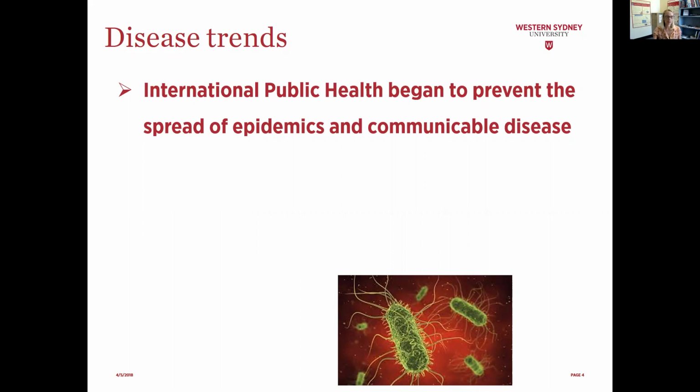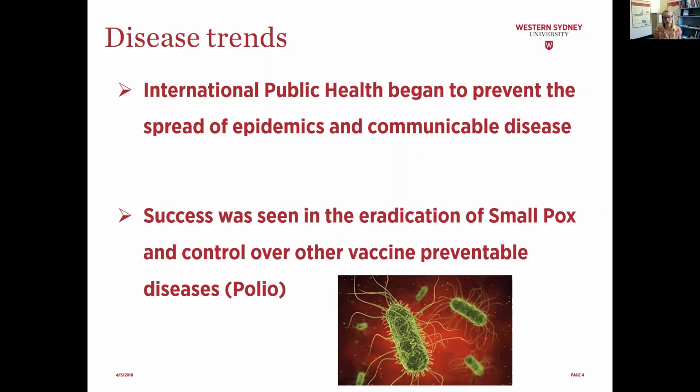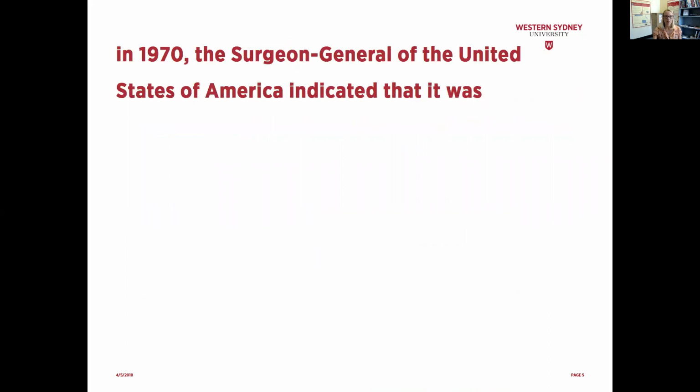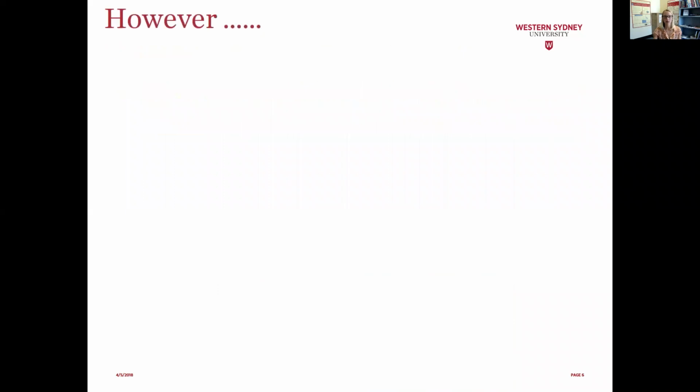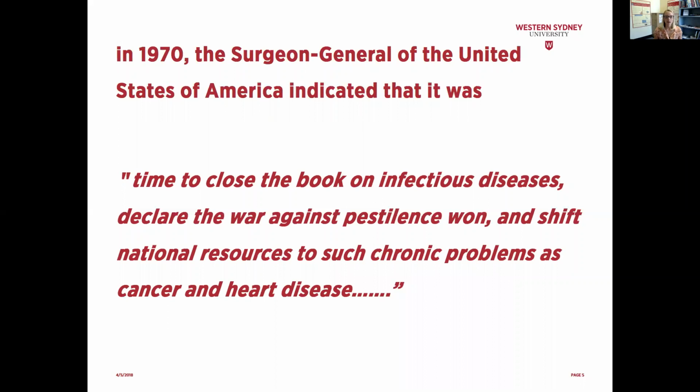And we were relatively successful in terms of the eradication of smallpox and a lot of control over vaccine-preventable diseases such as polio. However, it was even to the point that in 1970, the Surgeon General at the time in the US stated that it's actually time to close the books on infectious diseases.